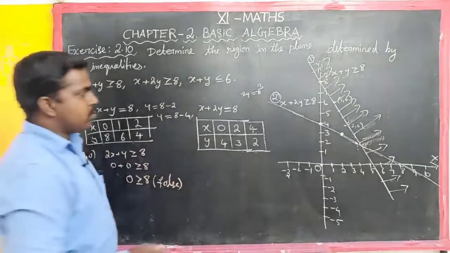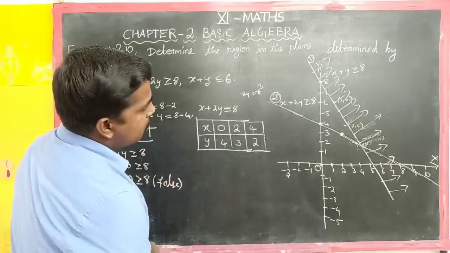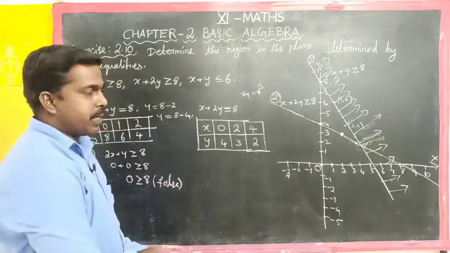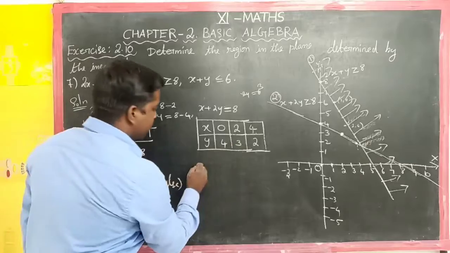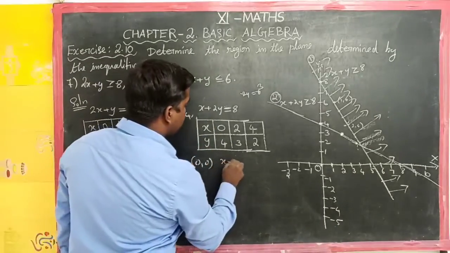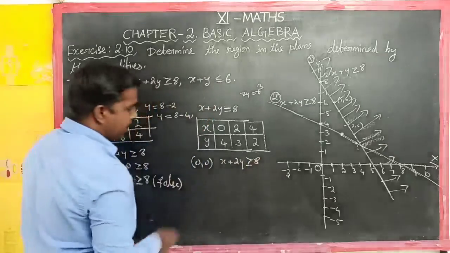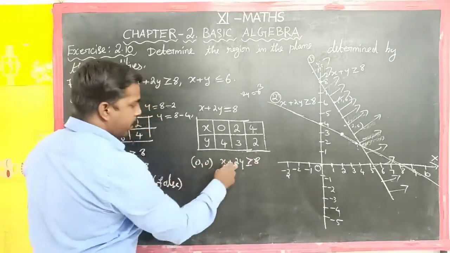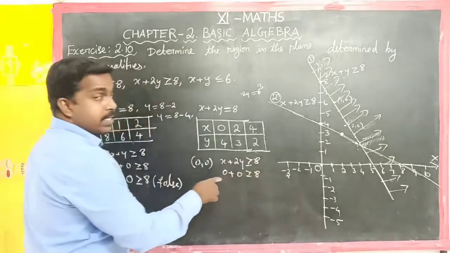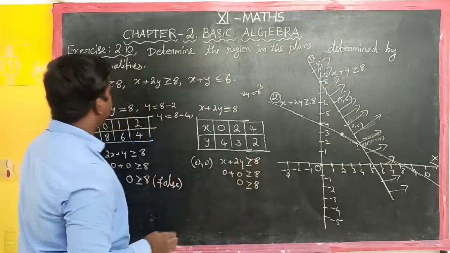Next I have to decide where to shade. Again we can take the point (0, 0). The given inequality is x plus 2y is greater than or equal to 8. So x is equal to 0 and y is equal to 0, so 2 into 0 is 0, and 0 plus 0 is 0, which is greater than or equal to 8.